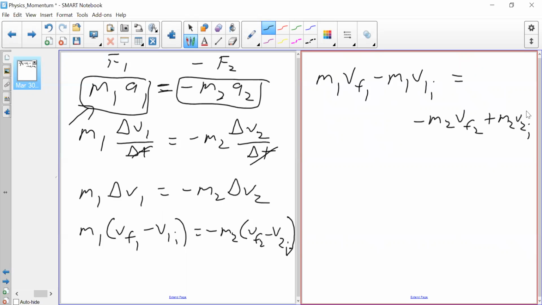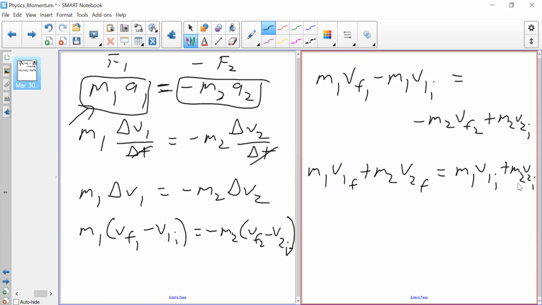So let's combine the like terms. So we're going to have on the left-hand side, M1 V1 final, M2 V2 final equals M1 V1 initial, M2 V2 initial. So what we have here is the initial momentum, all the i's together with all the masses, all the objects.